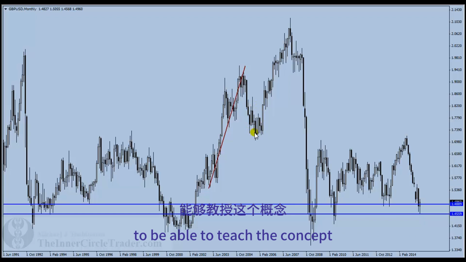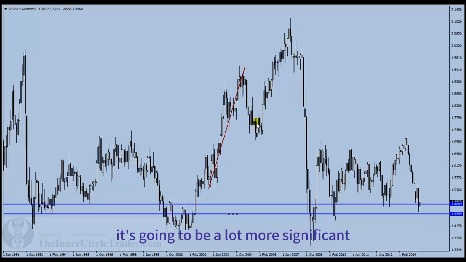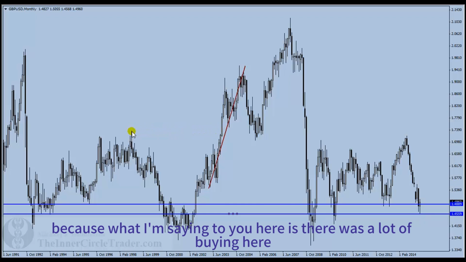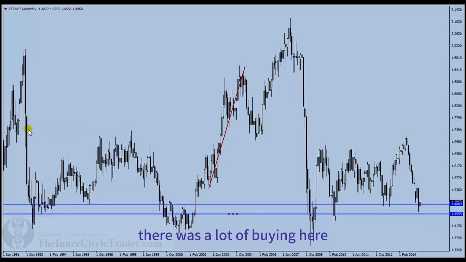Why? How do we know that? Well, because it obviously took off. But why would we expect that? Well, if you go through the candle here, cut right on through that, you'll get to these highs over here. Continue going over to the left again, cut through these candles. What do you see? A lot of buying here as well.